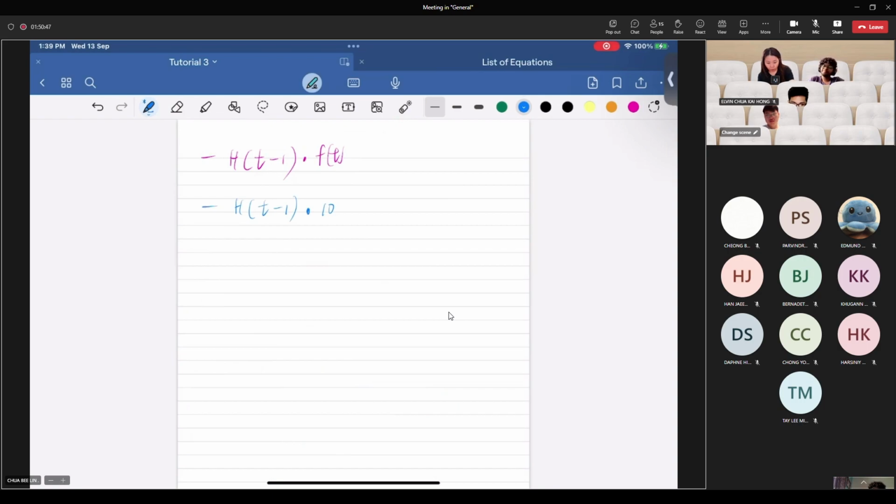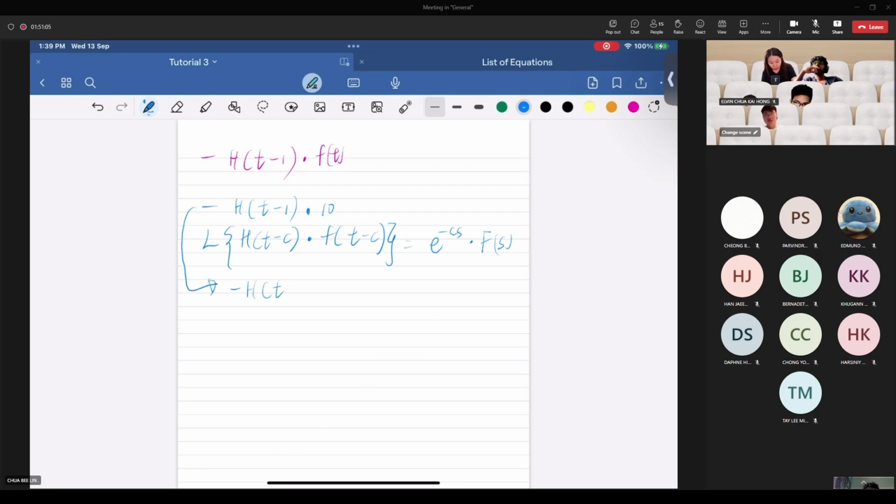You should compare with h(t-c)·f(t-c), because the answer of this will give you e^(-cs)·F(s), the formula given to you. So now you have to change this one into this pattern with h(t-1), where your c is 1, multiplied with 10, where your f(t-1) is 10. Direct comparing both equations.